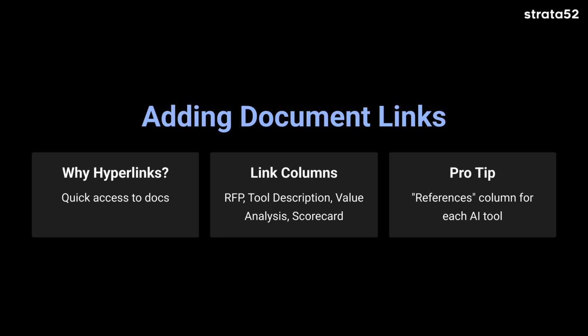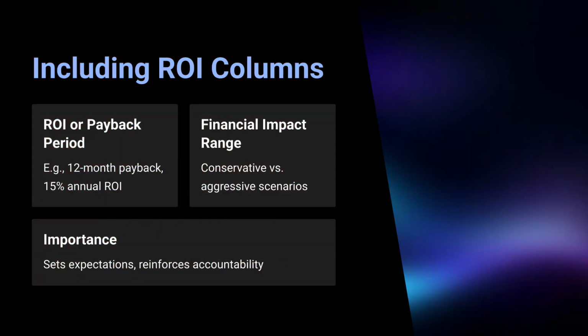So that way each AI tool has effectively a one-stop repository for each of its supporting documents. Another best practice in roadmap delivery is including columns like the ROI column. Including the ROI data in your roadmap is important because stakeholders, especially small businesses, want to see at a glance how each AI tool contributes to cost savings or revenue growth.